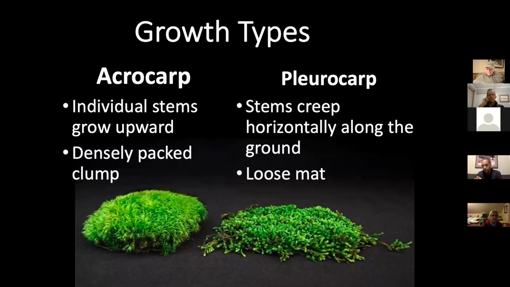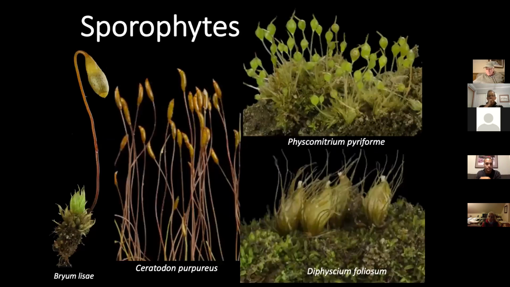The acrocarps, if you think acro refers to height or upwardness. So acrocarps grow in these densely clumped stems that all grow upward, and they form these nice mounds, while with pleurocarps, the stems grow sideways, kind of creeping along the ground, in these loose mats. Very easy to tell them apart, you don't even need a hand lens. You can usually just touch it or get close to it and see which one it is.